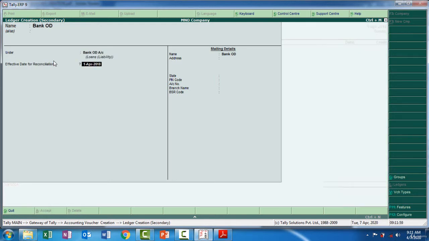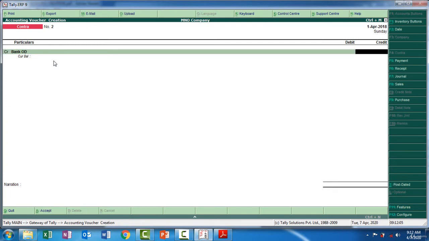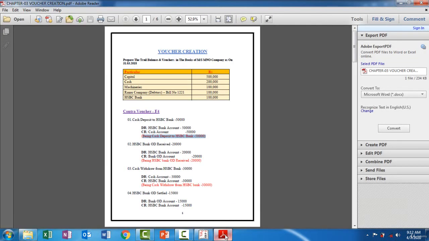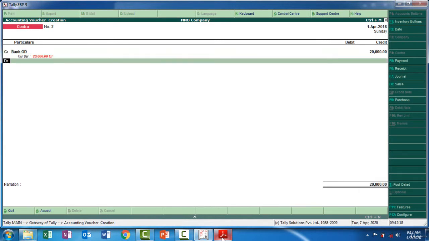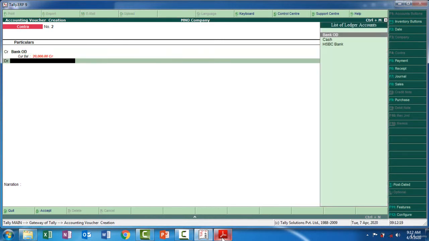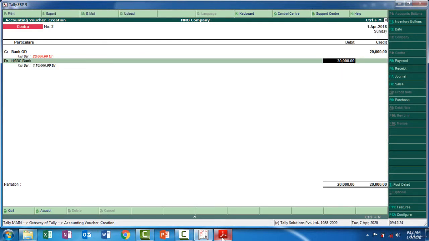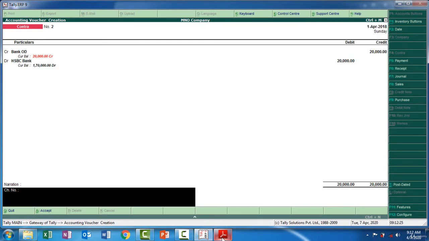It is current liability, loan liability. Okay, so then enter. So the bank OD account we have created, the amount is bank OD 20,000. So we have to record 20,000 credit. So the next one, what will happen? HSBC bank account increase. So this is 20,000, right?